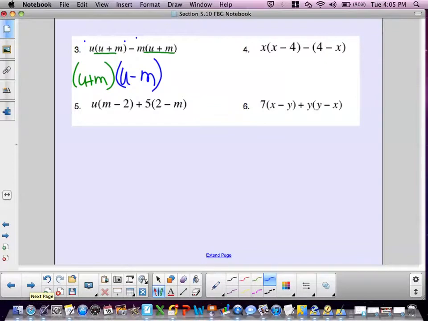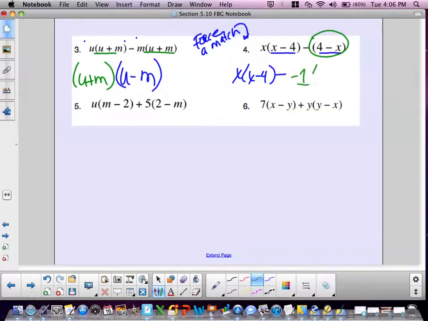Number 4, I almost have matching binomials, and here is where I have to force a match. In number 4, I have to force a pair of matching binomials. So I have x minus 4 and 4 minus x. I'm just going to recopy the first group of terms. If I factor a negative 1 out of the binomial 4 minus x, what that allows me to do is rewrite 4 minus x as negative 1 times x minus 4.